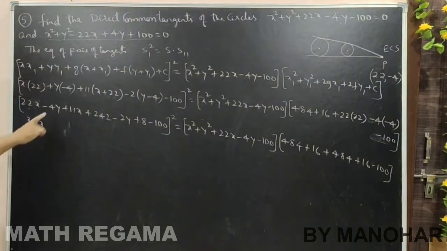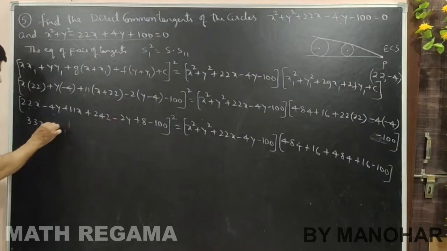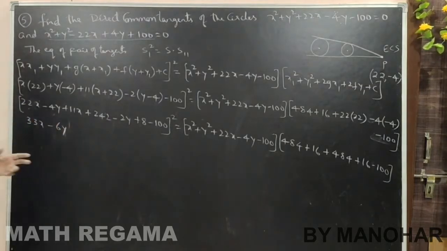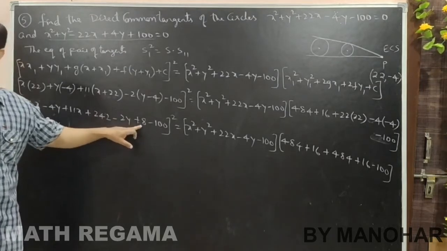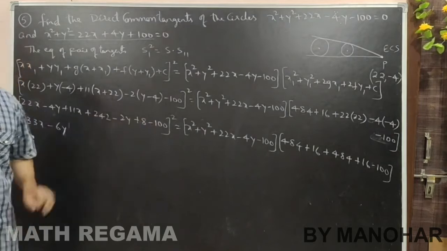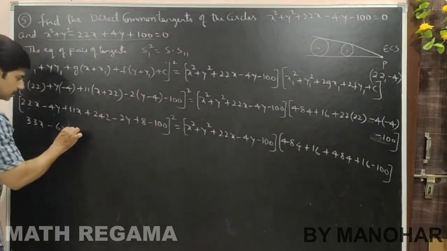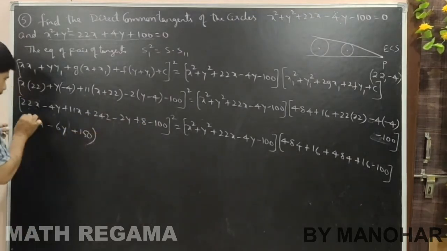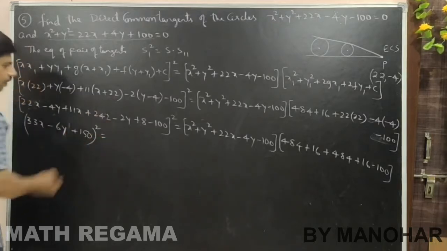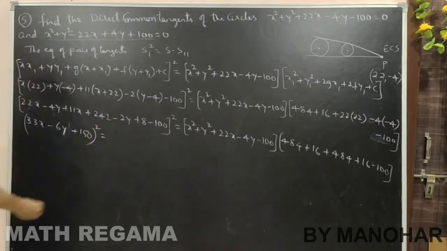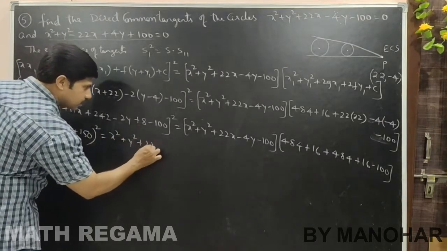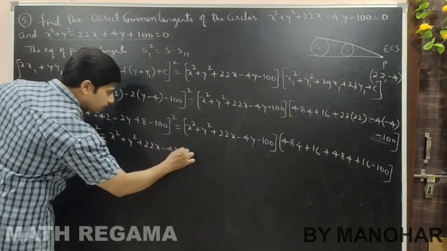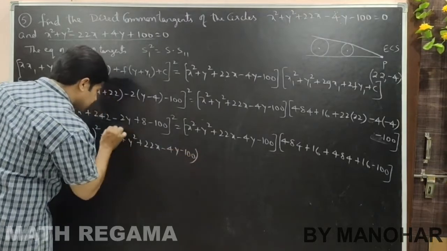Then the y terms. Minus 4y minus 2y is minus 6y, right? Then after that the numbers. 242 plus 8 is 250. 250 minus 100 is 150. Plus 150 whole square is equal to the equation of the circle. x square plus y square plus 22x minus 4y minus 100.